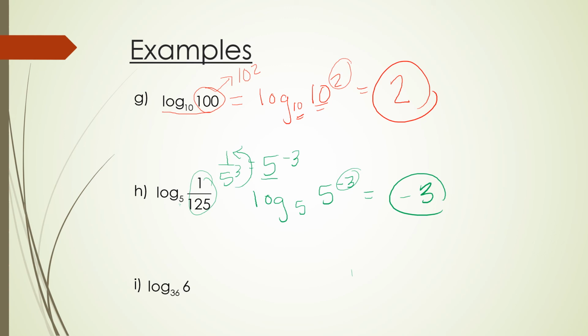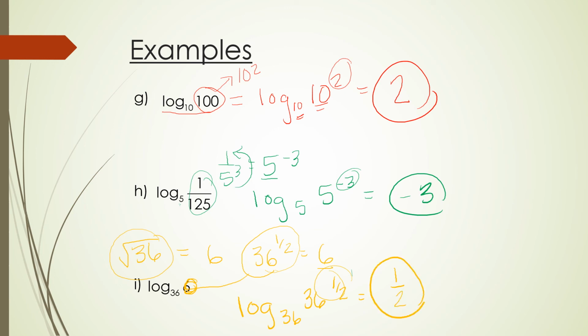And our last one, ooh, this is a little trickier. Can I write 6 as something with 36? Well, let's take a look. If I put a square root, 36 equals 6, that's a true statement now, right? The square root of 36 is 6. I could also write this as 36 raised to the 1/2. So now I have 6 written where 36 is a base. I'm going to substitute it for that 6. I'm going to rewrite it log base 36 of 36 raised to the 1/2. And that's going to equal that exponent of 1/2.